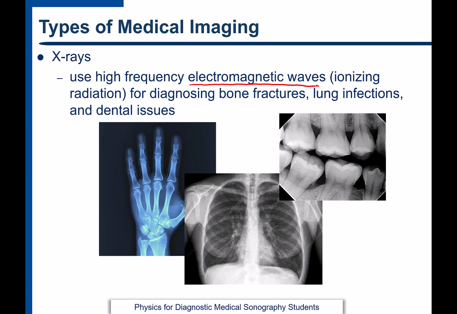High-frequency electromagnetic waves are often also referred to as ionizing radiation, and later on in the course we'll learn about what that means. So X-rays use high-frequency electromagnetic waves, and they're very useful for things like diagnosing bone fractures and dental issues. You may also be familiar with the fact that they're used for lung infections. For example, older folks often need to get a chest X-ray to see if they have pneumonia or not. So X-rays are certainly a very common type of medical imaging.